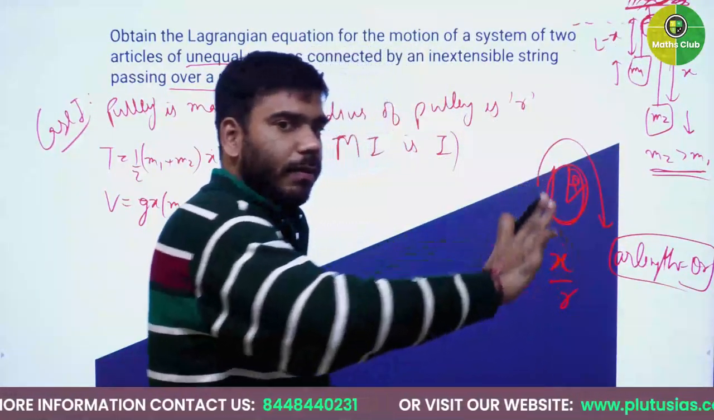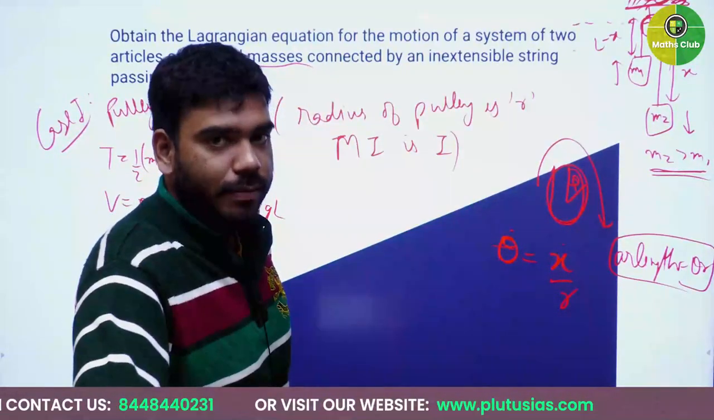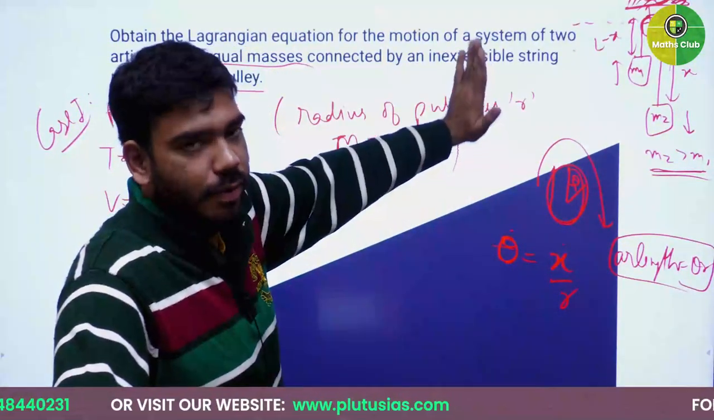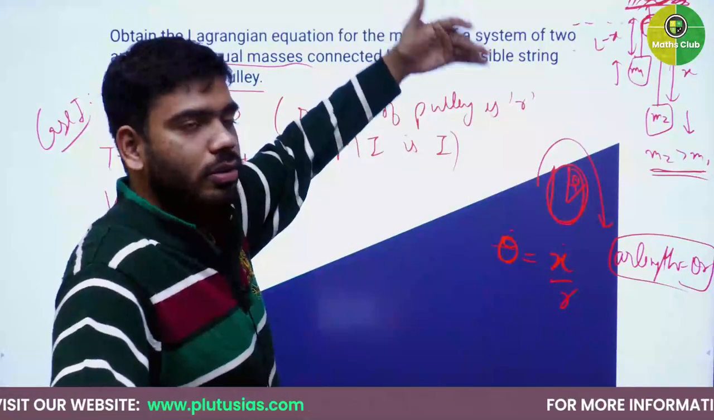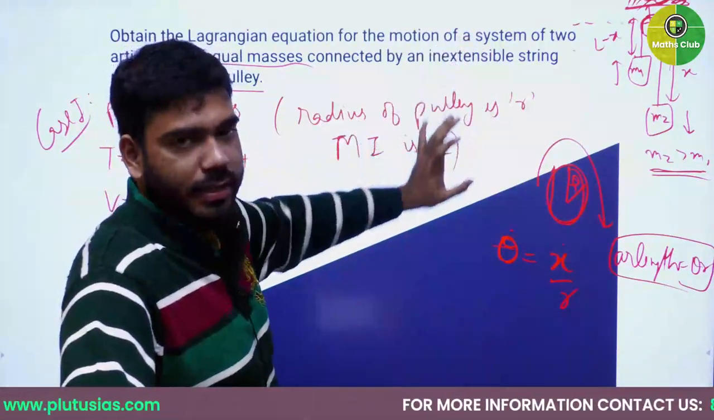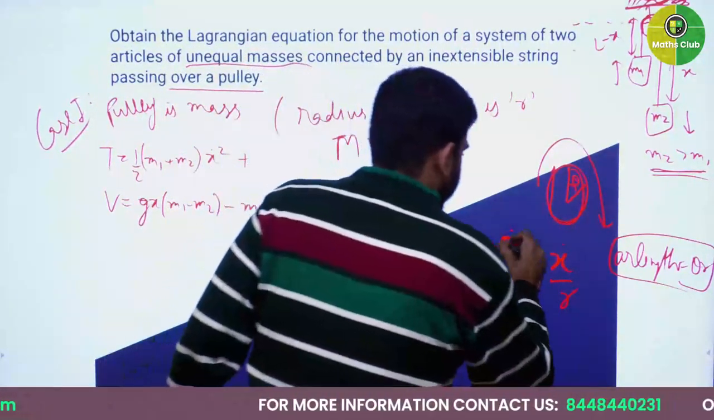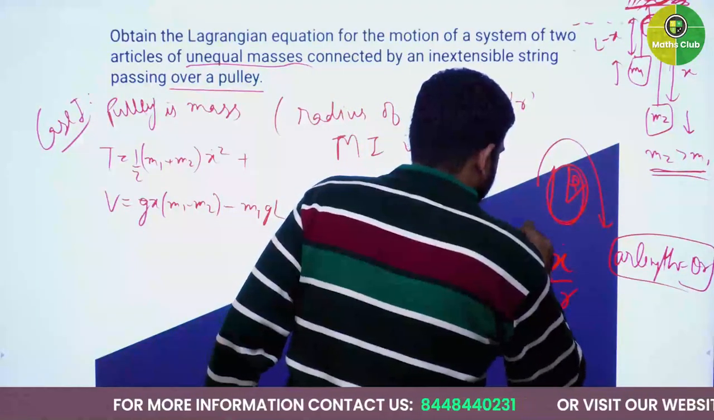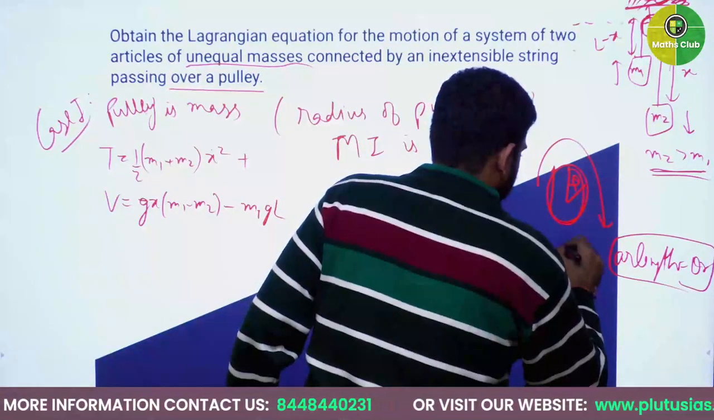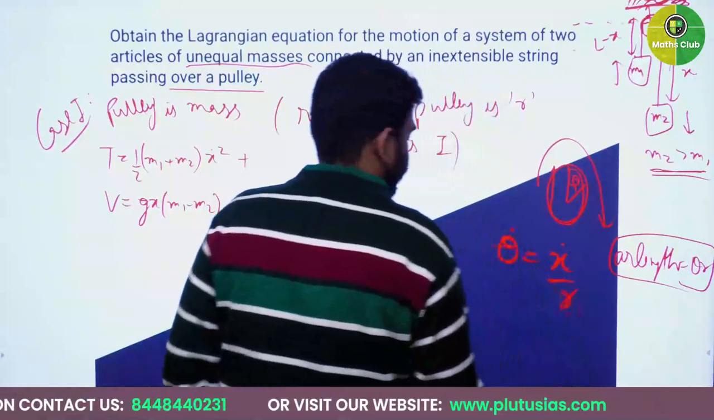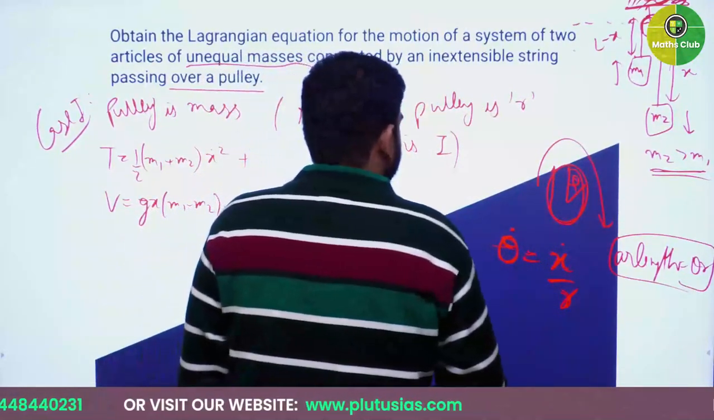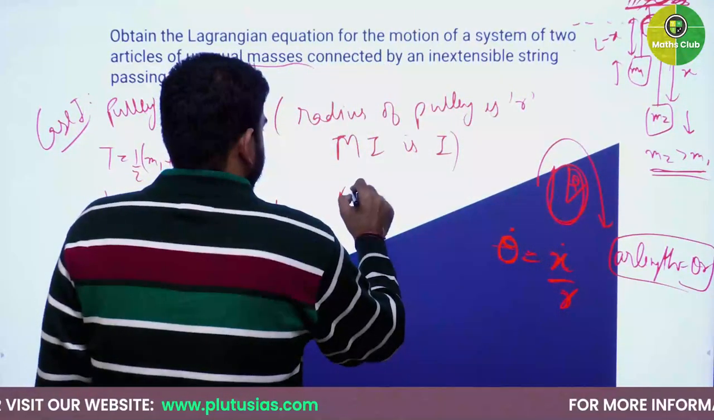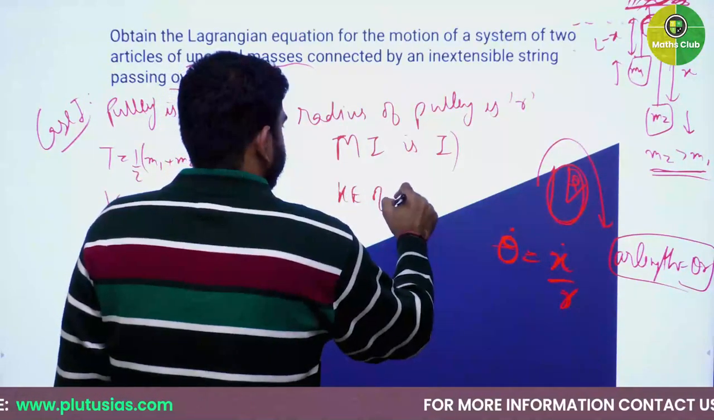So all three are moving in exactly synchronized manner: the velocity of M1, the velocity of M2, and the angular velocity of the pulley. All three parameters are exactly the same. So here we have written the angular velocity theta dot is equal to x dot upon the radius of the pulley r. Right?